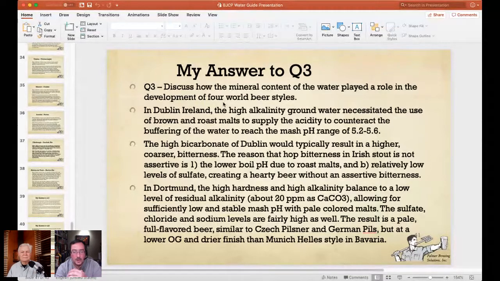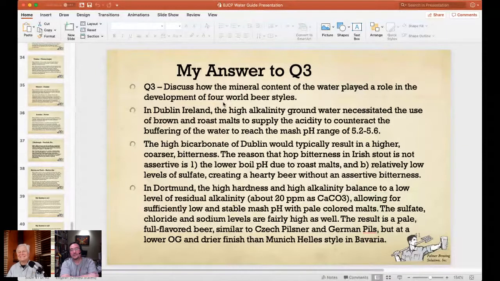In Dortmund, the high hardness and high alkalinity balance to a low level of residual alkalinity, about 20 ppm, allowing for sufficiently low and stable mash pH with pale colored malts. The sulfate, chloride, and sodium levels are fairly high. This results in a pale, full flavored beer, similar to Czech Pilsner and German Pils, but at a lower original gravity and drier finish than, say, Munich Helles style from Bavaria. Just to throw another beer style in there.